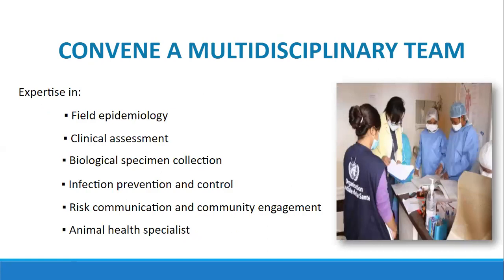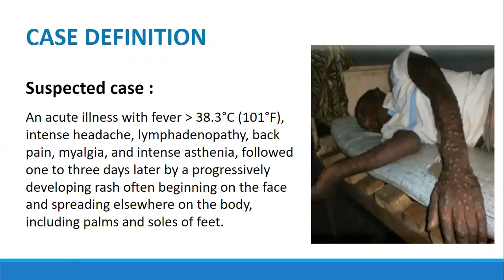So we have to convene a multidisciplinary team. Team members should include experts in field epidemiology, clinical assessment, biological specimen collection, infection prevention and control, risk communication and community engagement, and animal health specialists. In India, rapid response teams are formed through IDSP, the Integrated Disease Surveillance Programme, which was formed similar to COVID management. Let us quickly go through the case definitions provided by WHO and the Indian government.